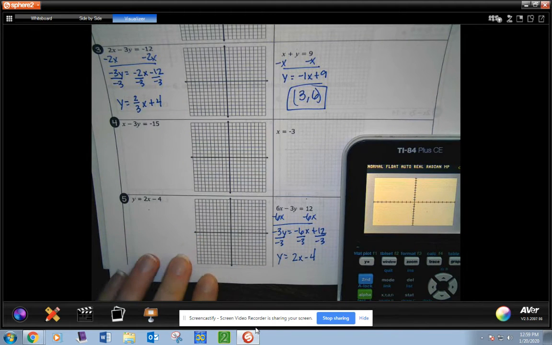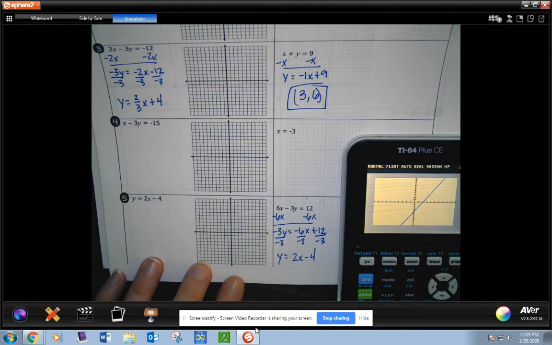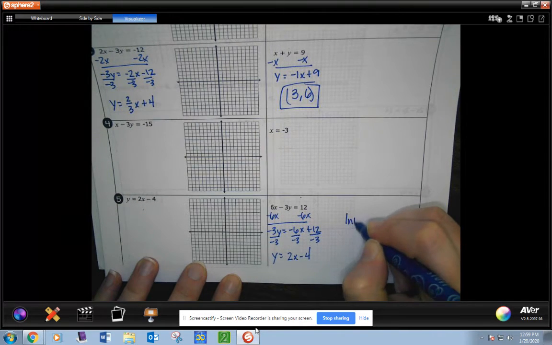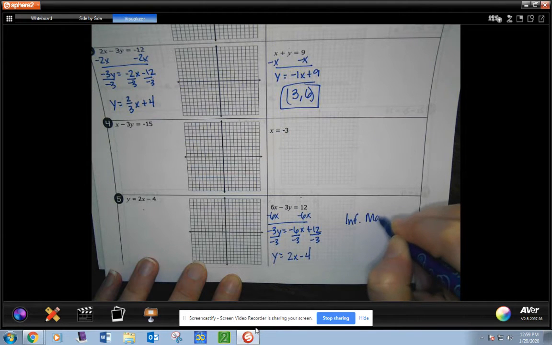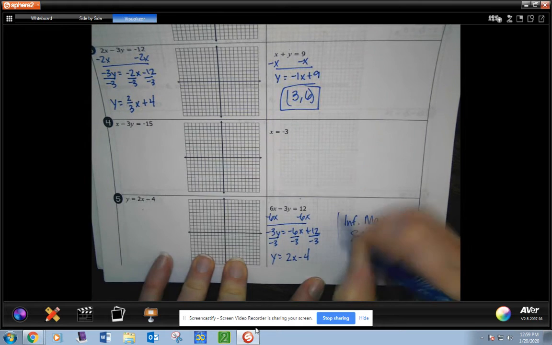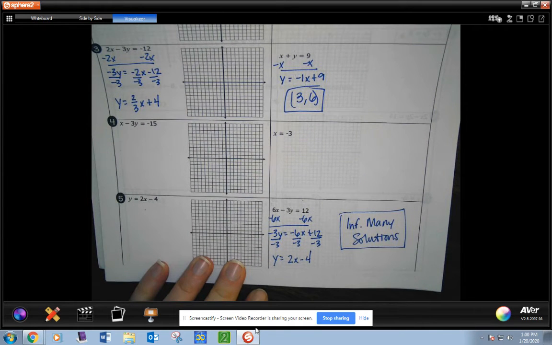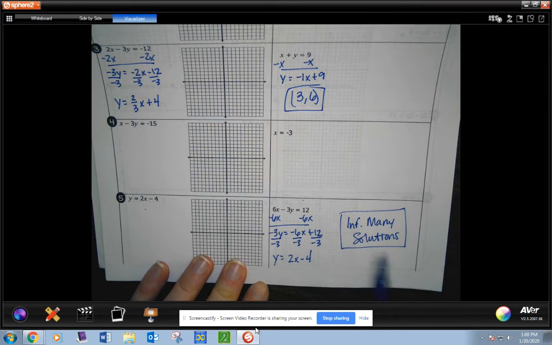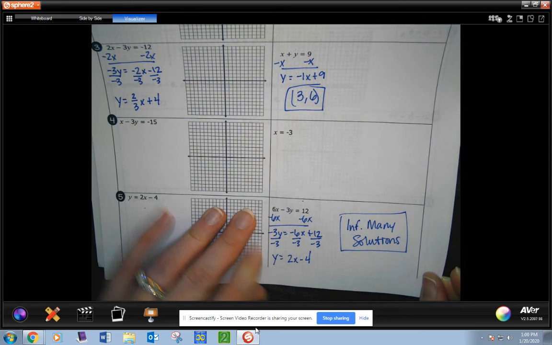So when I graph them, the blue line was the original and the red covered it up. So this is the same line. So that means they touch everywhere. So this one is the infinite many solutions. And remember, we don't use the symbol because the symbol is representing numbers where this represents a set pair. So it has more than one number connected.